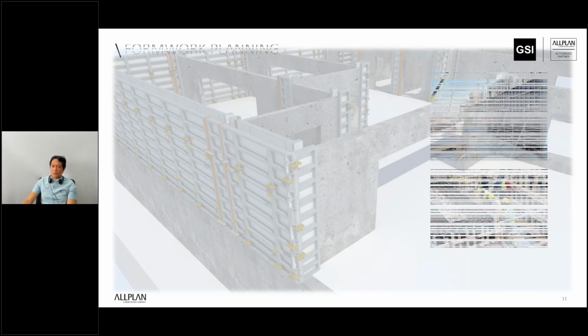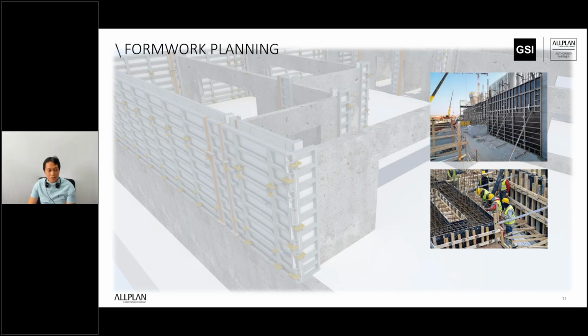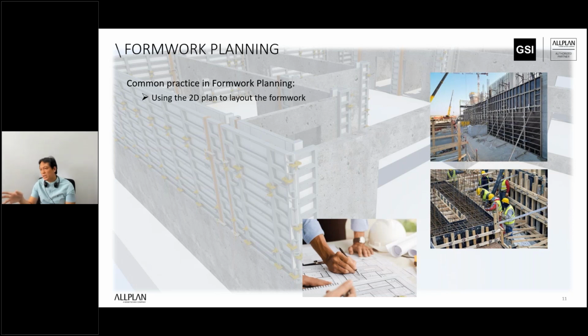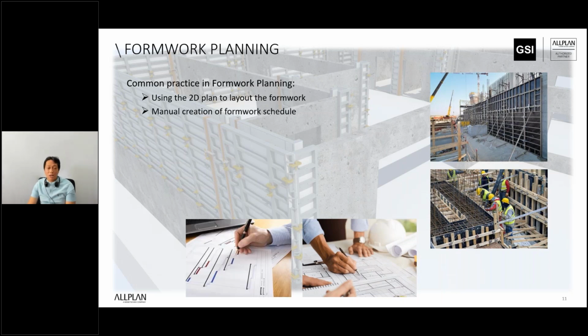As you can see from these pictures, planning is one of the major things which we decide to speed up a construction project. If we look at the common practice in formwork planning, we normally lay out the formwork based on 2D drawings. We also do manual creation of the formwork schedule. So it will be quite difficult because it is done manually. And then of course you need to calculate or estimate materials.